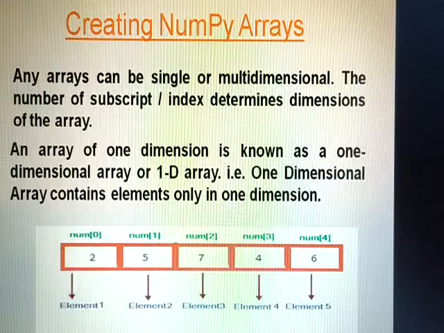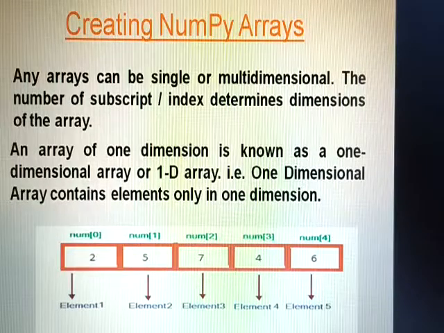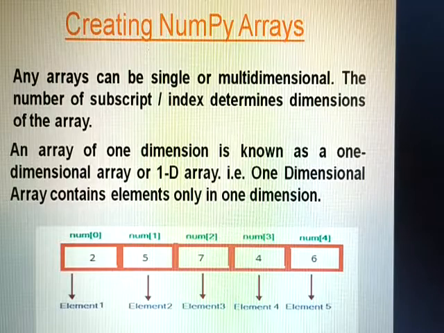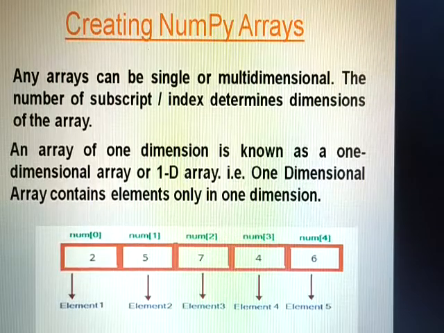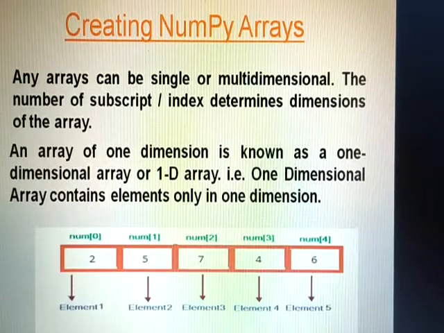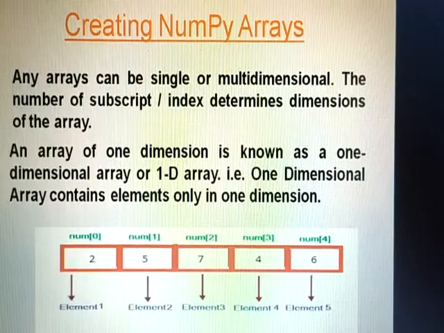In this diagram, num is an array consisting of 5 elements. Its first element is at 0 index position. The next element is at 1 index position, and so on till the last element at n-1 index position. So at 0 index position, value 2 is stored, and at 1 index position, value 5 is stored in the memory.